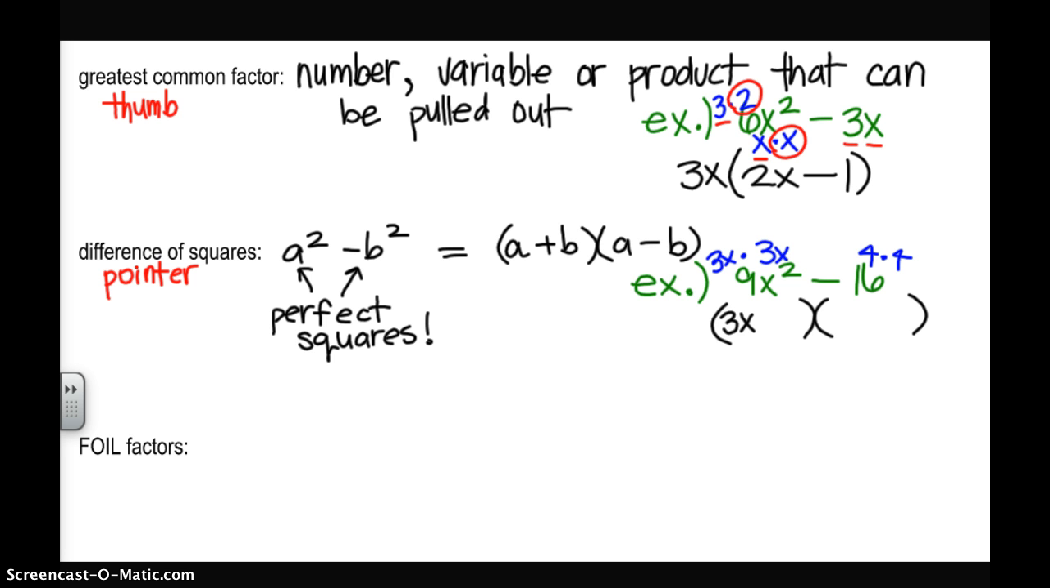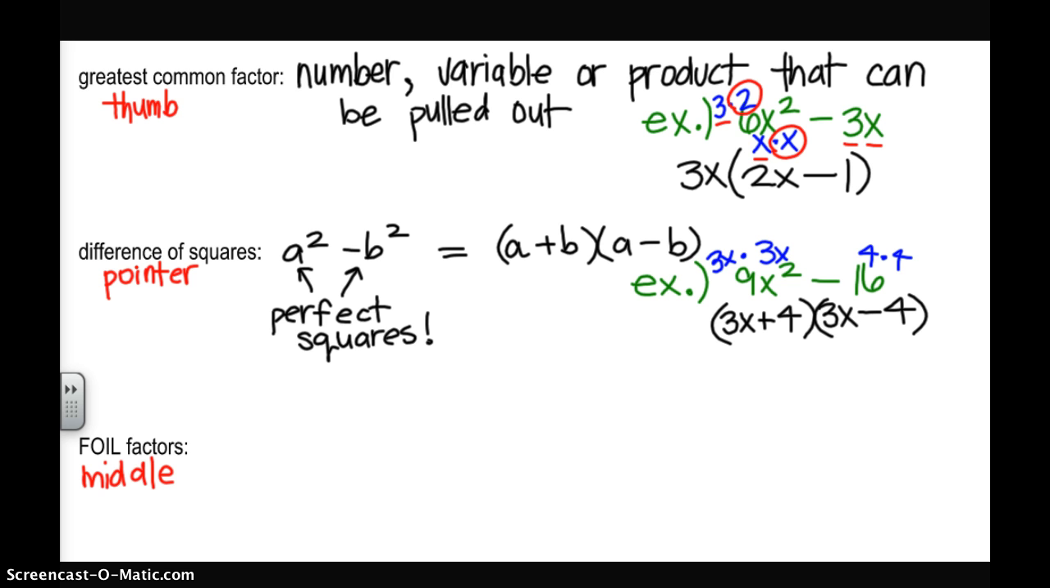Same thing for the second one. I'm going to put that 3x in there. And then I'm going to do the plus 4 from the square root of 16, and the minus 4 from the square root of 16. So plus 4 minus 4. So that is the difference of squares. We split them up based on what the square root is. And then FOIL factors. This is our middle finger.